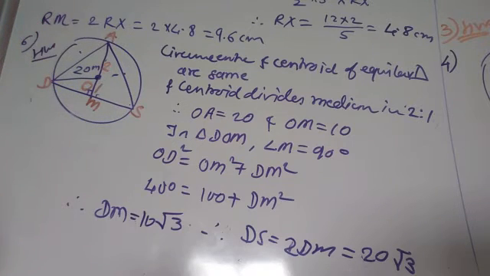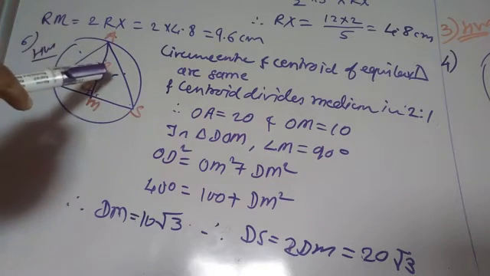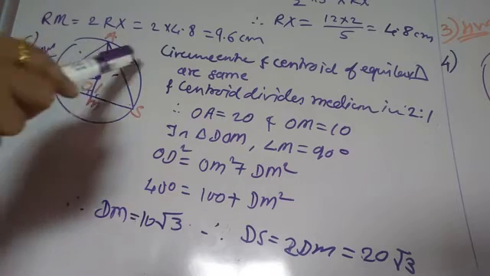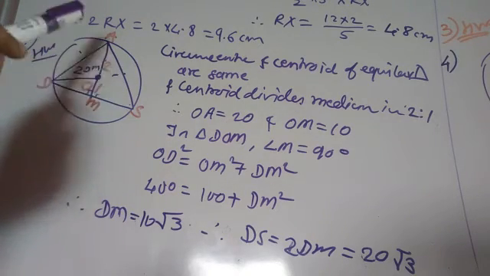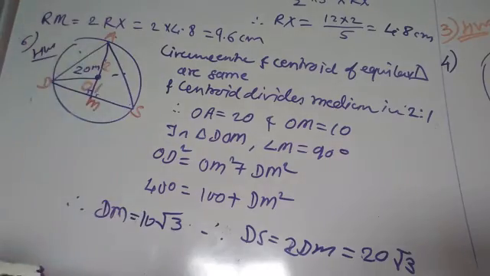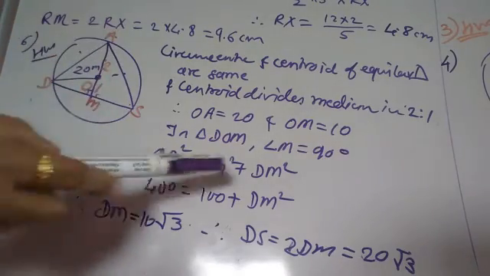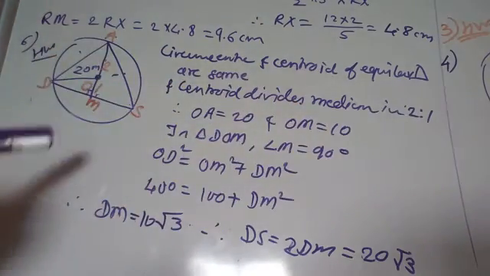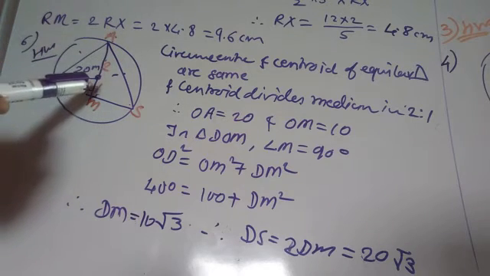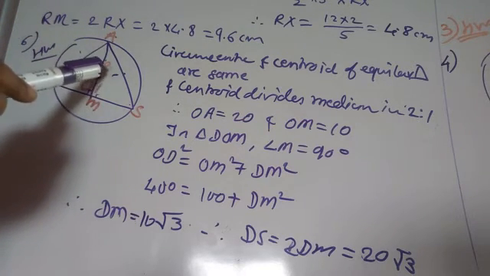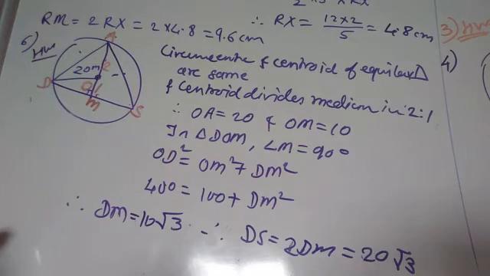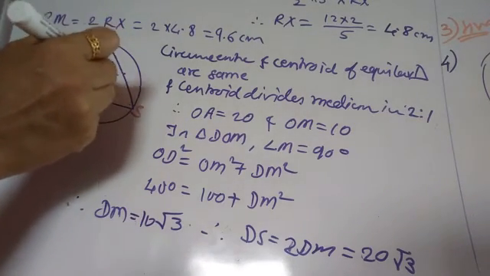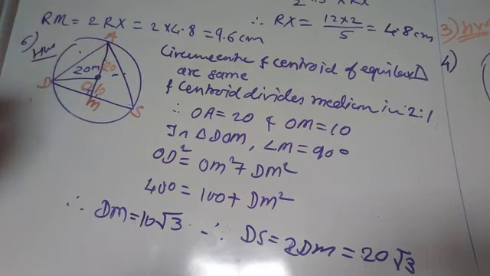In an equilateral triangle, circumcenter and centroid are the same, and centroid means all medians are meeting at the same point, and the centroid will divide the median in the ratio 2:1. It means if OA is equal to 20, then OM is equal to 10. Okay, so this distance will be equal to 20 as it is 2:1.